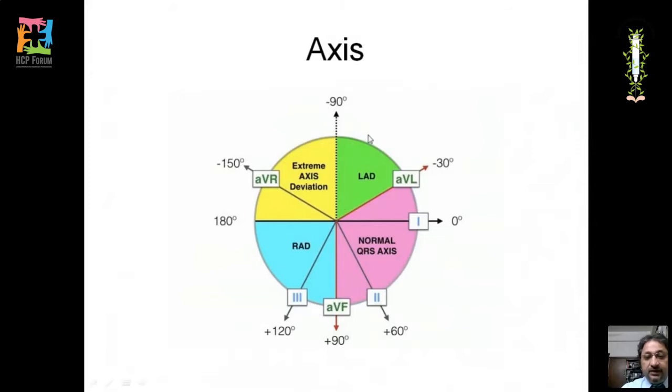If the predominant deflection is positive on lead 1 and also positive on lead AVF, that means the resulting vector will be in this quadrant, and therefore it will be a normal axis. Now, if lead 1 is positive and the AVF is negative, then of course the vector will be in this quadrant, which signifies a left axis deviation. And in case the AVF is positive and lead 1 is negative, it will be a right axis deviation. So this way we can find out the axis of the heart.